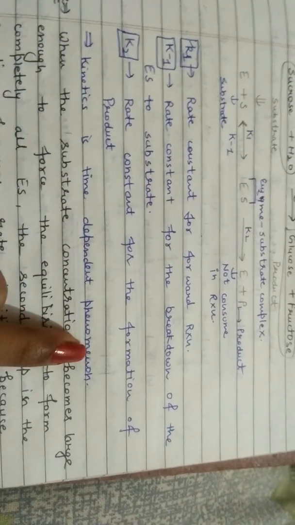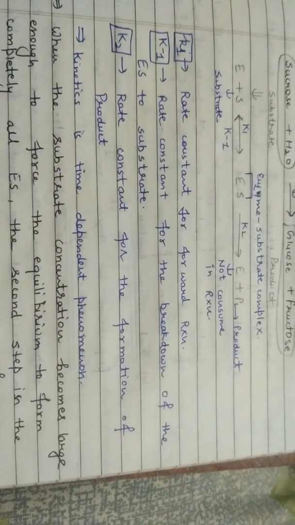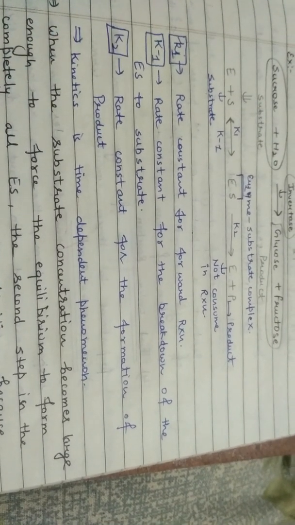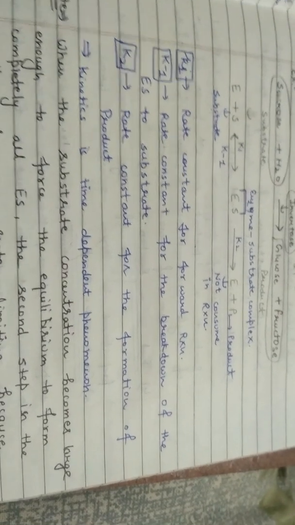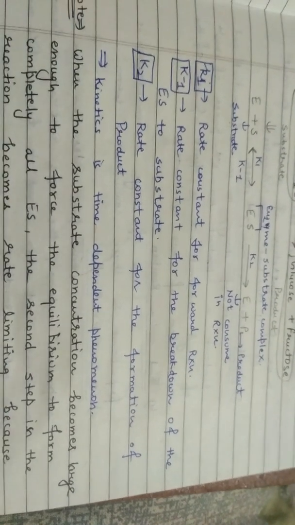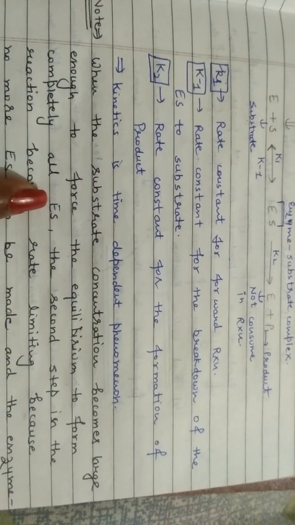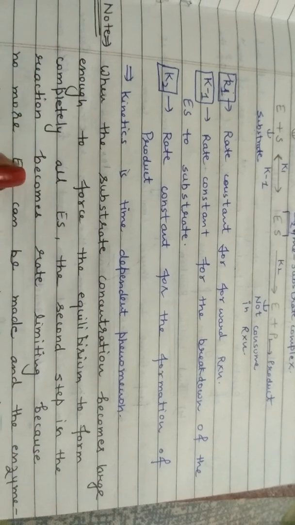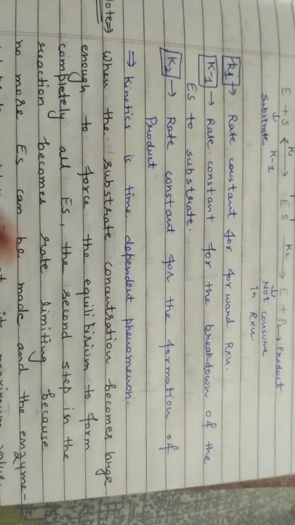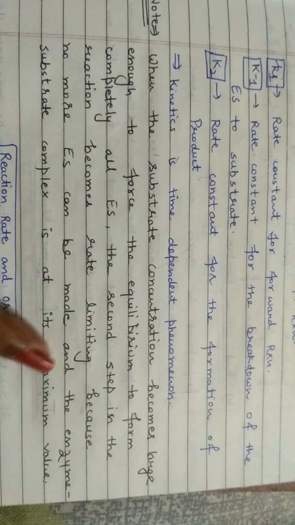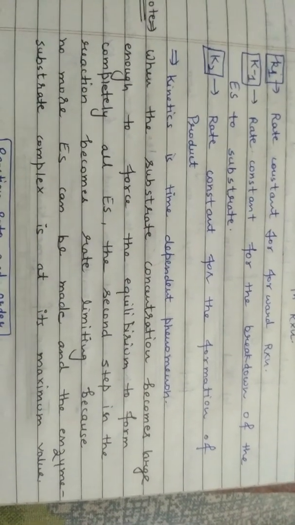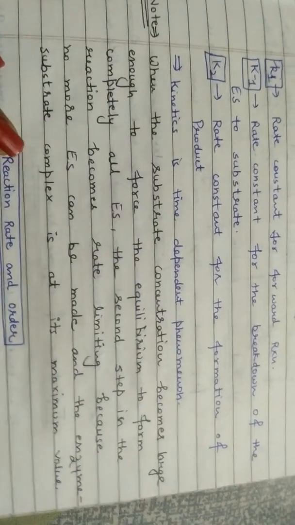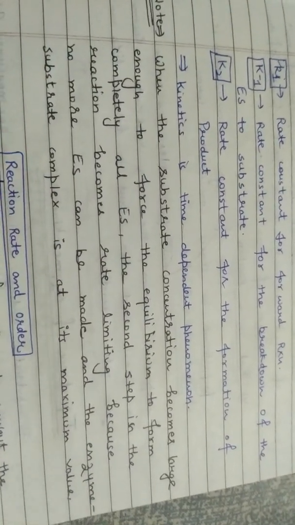Kinetics is a time dependent phenomenon, because you are studying the velocity of an enzyme catalyzed reaction, how the enzyme catalyzes the reaction. When the substrate concentration becomes large enough to force equilibrium to form all the enzyme substrate complex, the second step in the reaction becomes rate limiting, because no more enzyme substrate can be made, and the enzyme substrate complex is at its maximum value because there is no more free enzyme. That's why the reaction now becomes a zero order reaction.